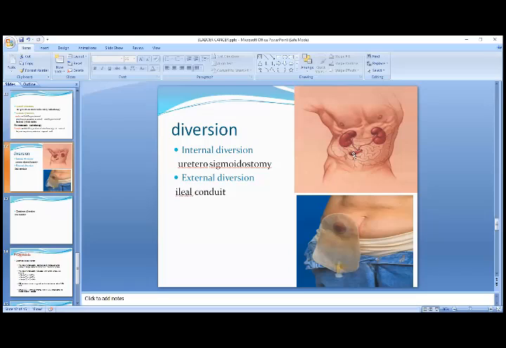So both ureters are implanted in a dissected out piece of ileum. This piece of ileum is separated from the rest of the ileum. Here you can see the anastomosis shown. That is, you take out this segment of ileum from the rest of the ileum, and then one end of this ileum is closed, and the other end is taken out as a stoma, like an ileostomy, and then you attach a bag over that ileostomy, and it will lead to the external diversion.